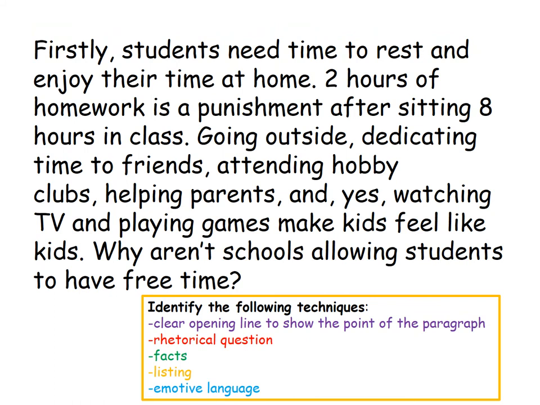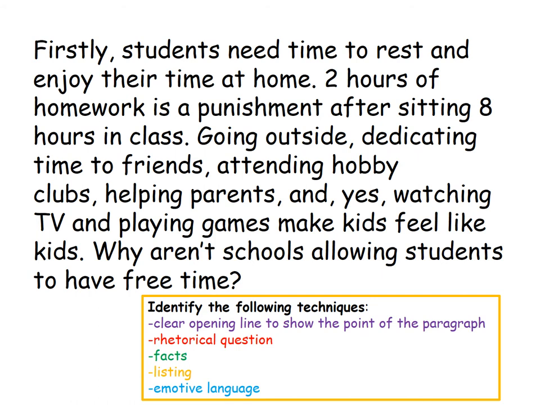Firstly, students need time to rest and enjoy their time at home. 2 hours of homework is a punishment after sitting 8 hours in class. Going outside, dedicating time to friends, attending hobby clubs, helping parents, and yes, watching TV and playing games makes kids feel like kids. Why aren't schools allowing students to have free time?